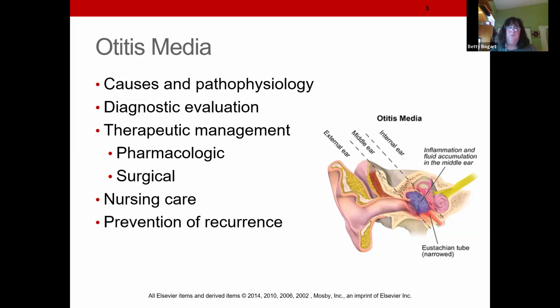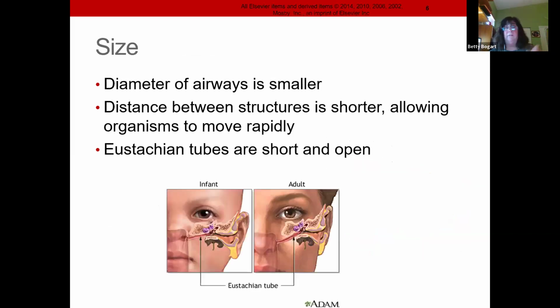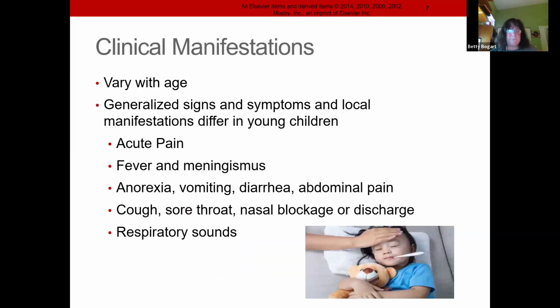One of the things we teach these parents is to make sure, and it's one of the big things that causes ear infection, is smoke, that secondhand smoke in the house. So anybody who smokes, get out of the house. Leave the kid alone. As I said, they're open.